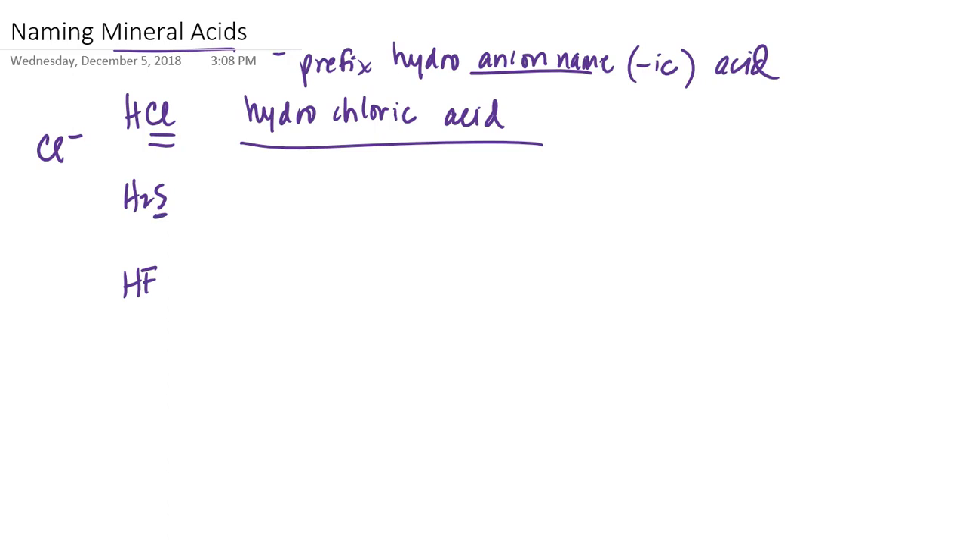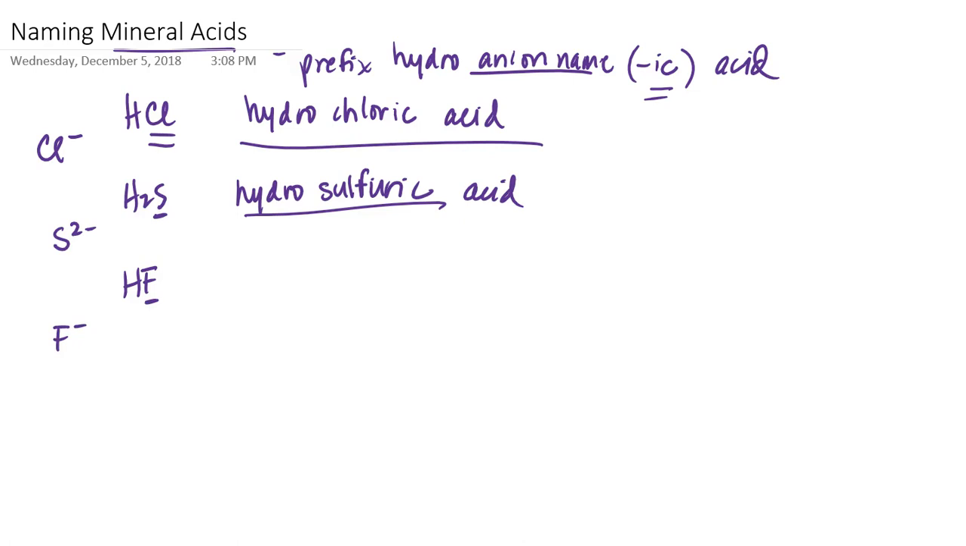Here, this would be the sulfide ion. So once again, I'm going to start with the hydro prefix, and I'm going to take the anion name and modify it so that it contains this IC suffix. For the sulfide ion, and also for the phosphide ion, we do that a little bit differently. In this case, we would call it hydrosulfuric acid. Right here, this would be the fluoride ion, and so I'm going to start the name of this acid with the prefix hydro.